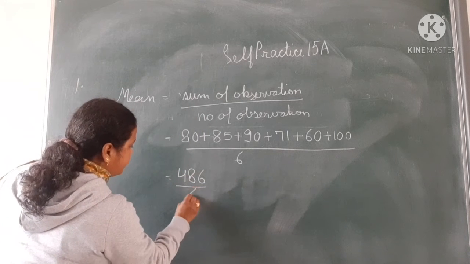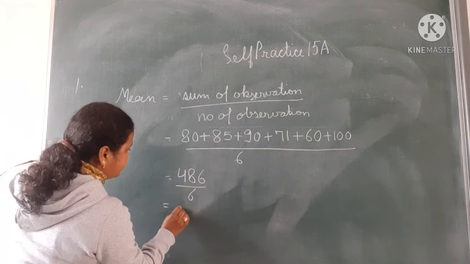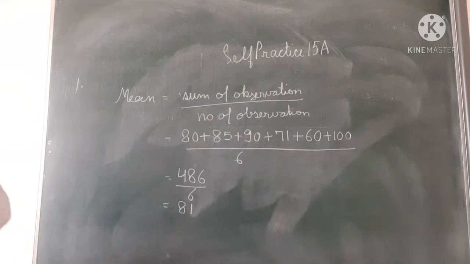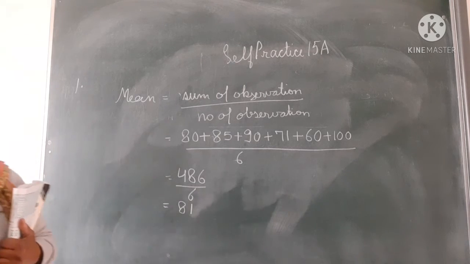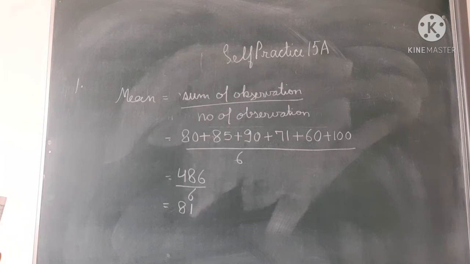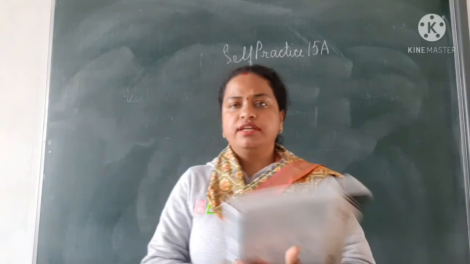48, upon 6, which is equal to 6 8s are 48, 6 1s are 6. So what will be the mean score of this observation? You will get it as 81. So your 81 will be the mean observation of this question. Let's do question number 2.